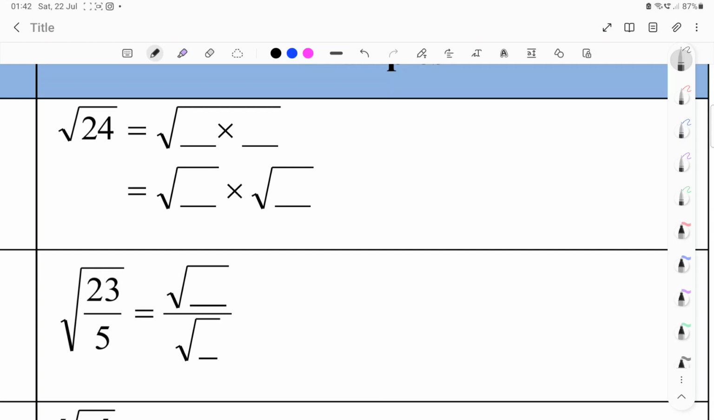For example, 24 is 4 multiplied by 6. Now, we already split them with a multiply symbol in between. So what we can do, we can separate the square root symbol for each one of them, like this. And then we can solve the ones that we can. For example, square root of 4 equals 2.